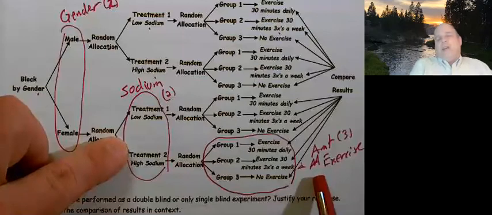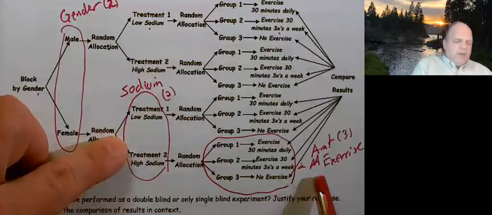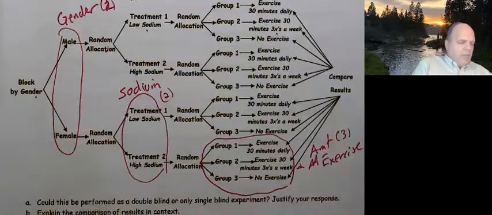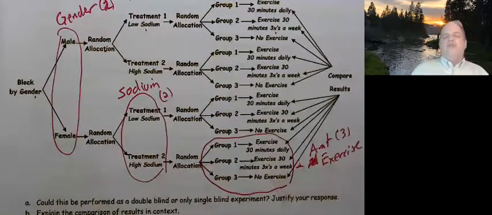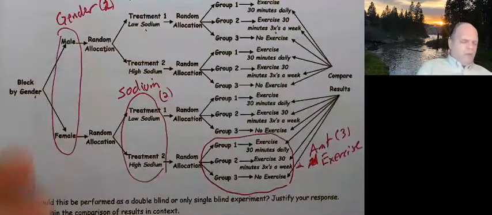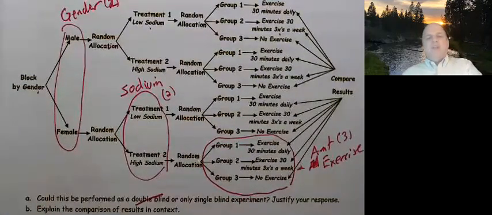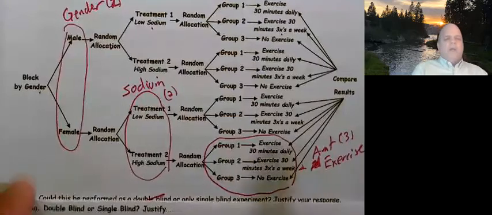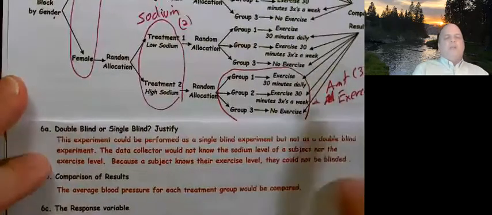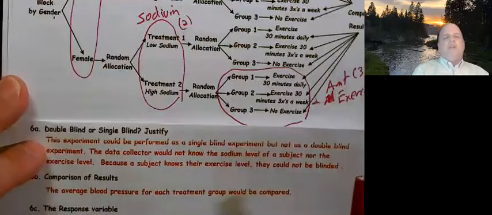The data collector will not know necessarily how much you exercise, because all they're doing is checking your blood pressure. So they may not know what your diet is, or whether you're exercising. But believe me, I'm going to know if someone made me exercise. If they pull me off the sofa, I'm going to know. So this could not be double blind, because the person receiving the exercise treatment is absolutely going to know. So this experiment could be performed as a single blind experiment, but not as a double blind.